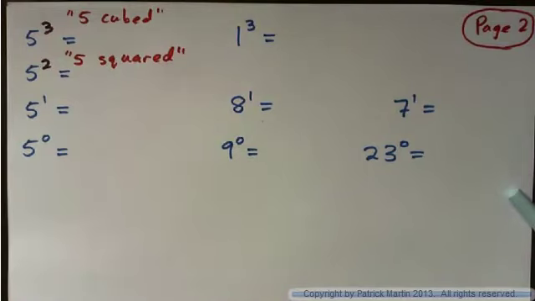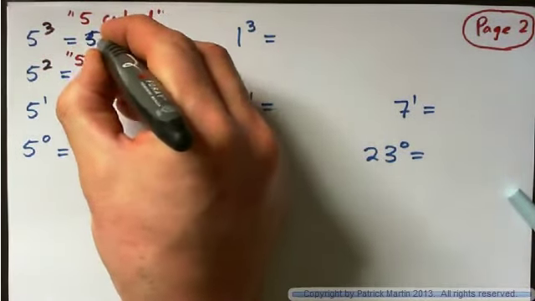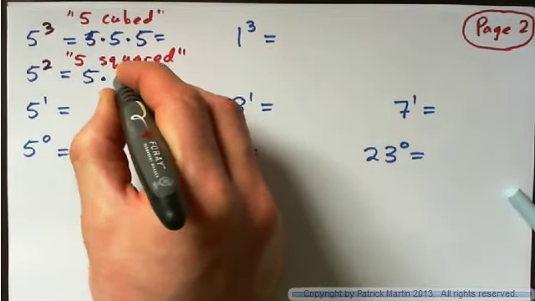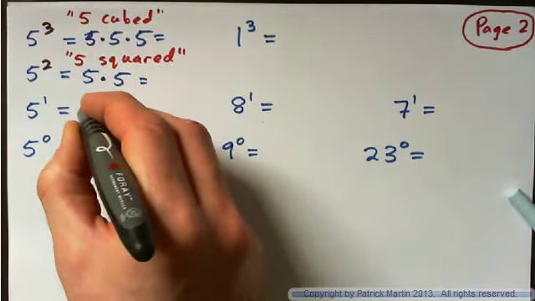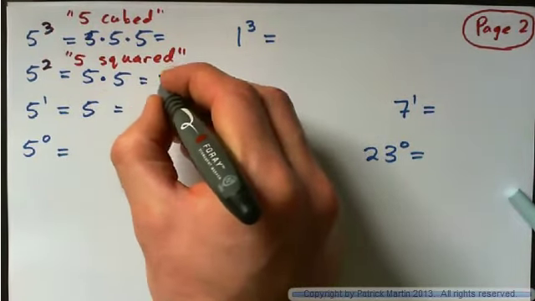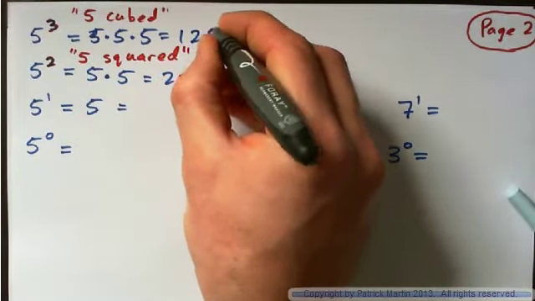Okay, I hope you've pressed pause and tried it. I'm going to do it now. 5 cubed is 5 times itself 3 times. 5 squared is 5 times itself twice. 5 to the power of 1 is just 1 5. And 5 times 5, of course, is 25. And then 25 times 5 is, in fact, 125.